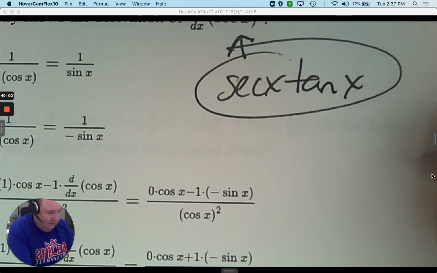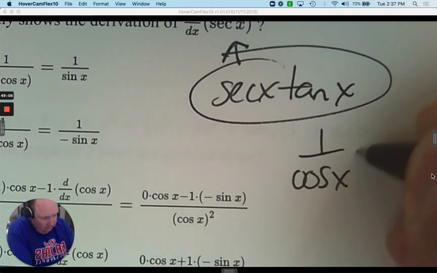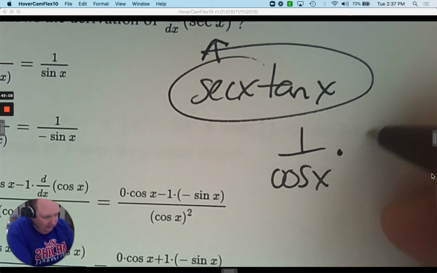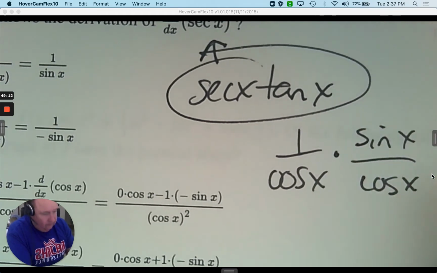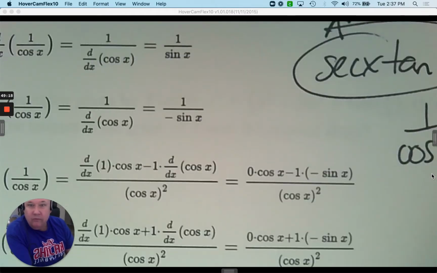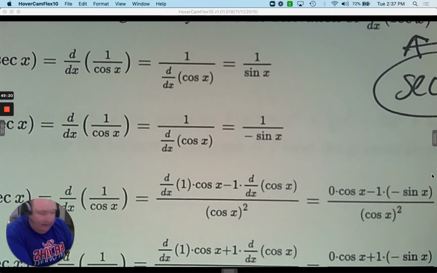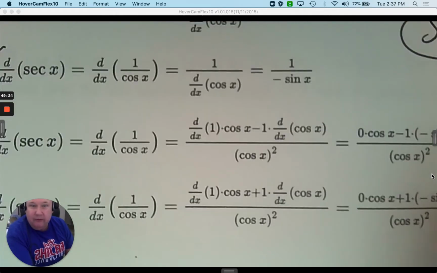Secant is 1 over cosine. Tangent is sine over cosine. So this is really sine over cosine squared. So I don't like 1 over sine or -1 over sine. So I don't like a and b for the derivative.